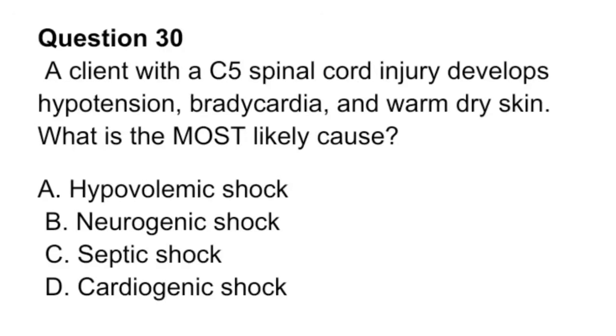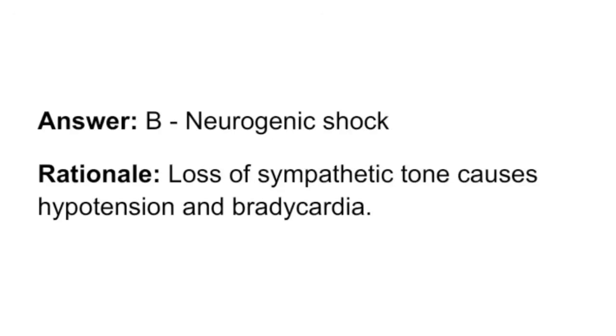Question 30. A client with a C5 spinal cord injury develops hypotension, bradycardia, and warm, dry skin. What is the most likely cause? A. Hypovolemic shock. B. Neurogenic shock. C. Septic shock. D. Cardiogenic shock. Answer: B. Neurogenic shock. Rationale: loss of sympathetic tone causes hypotension and bradycardia.